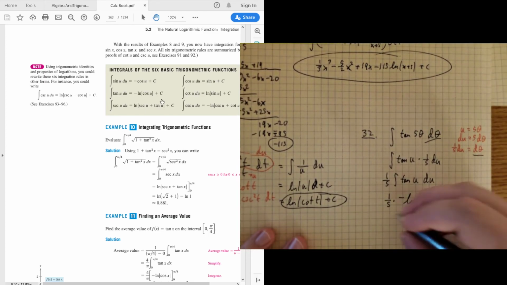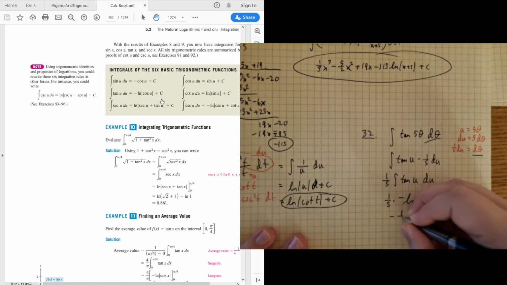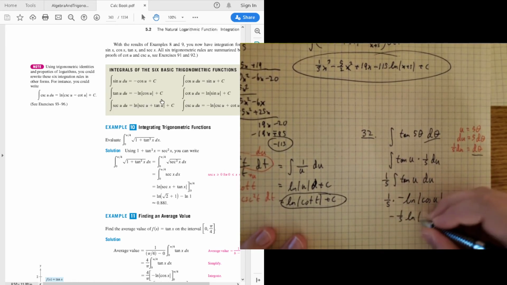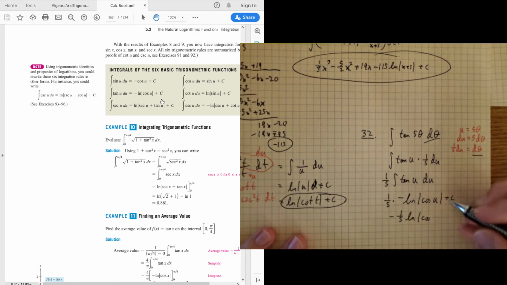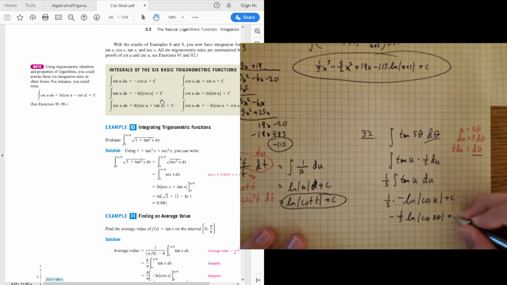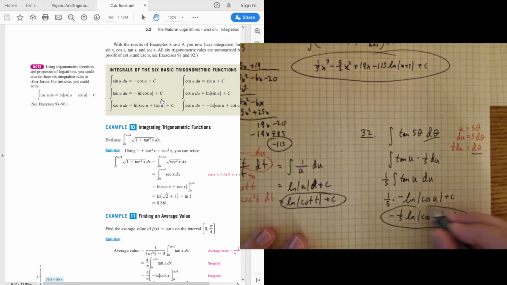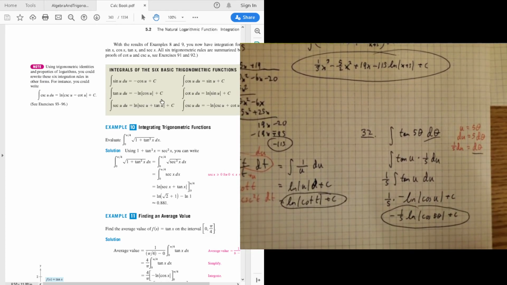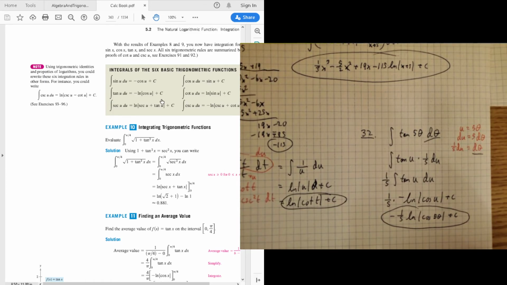And then I could simplify this, so I could do negative 1/5 natural log absolute value cosine of, everywhere there's a u, I replace it with 5 theta, so cosine of 5 theta plus c. This is one acceptable answer. I could also move the 1/5 up, but that's all fine. So there we have it.